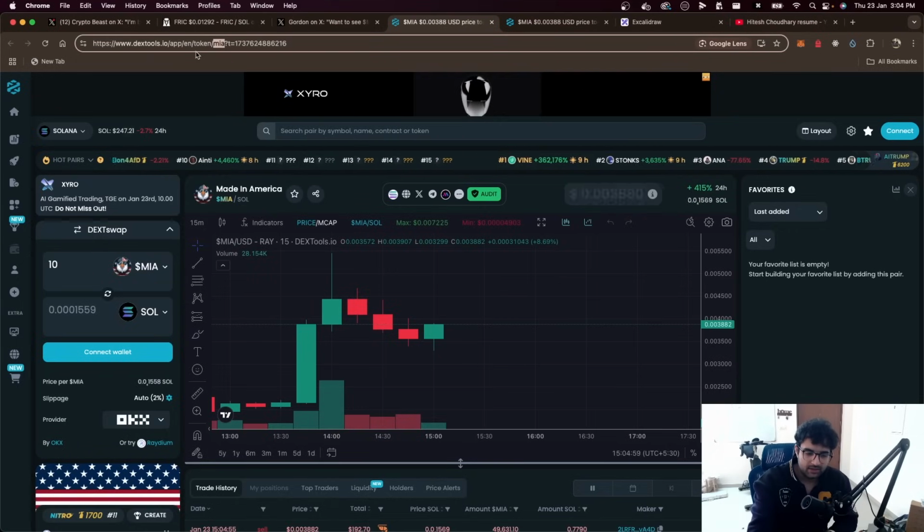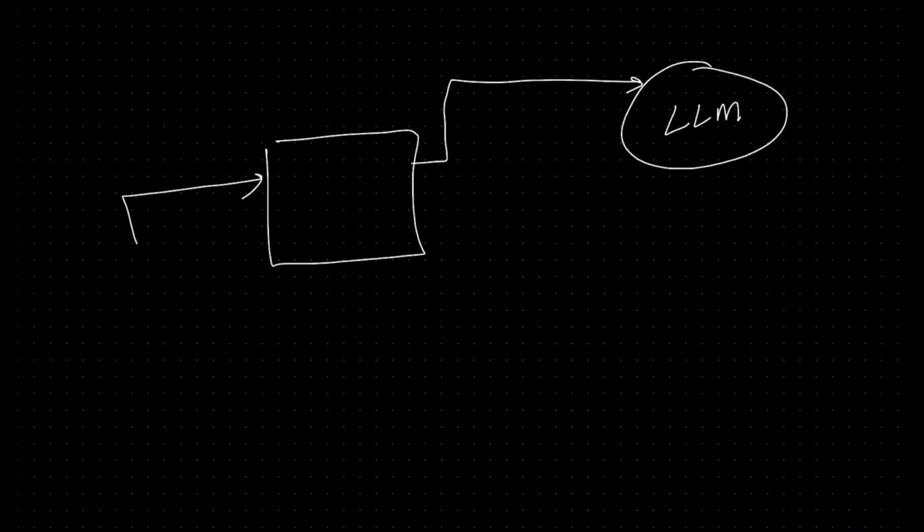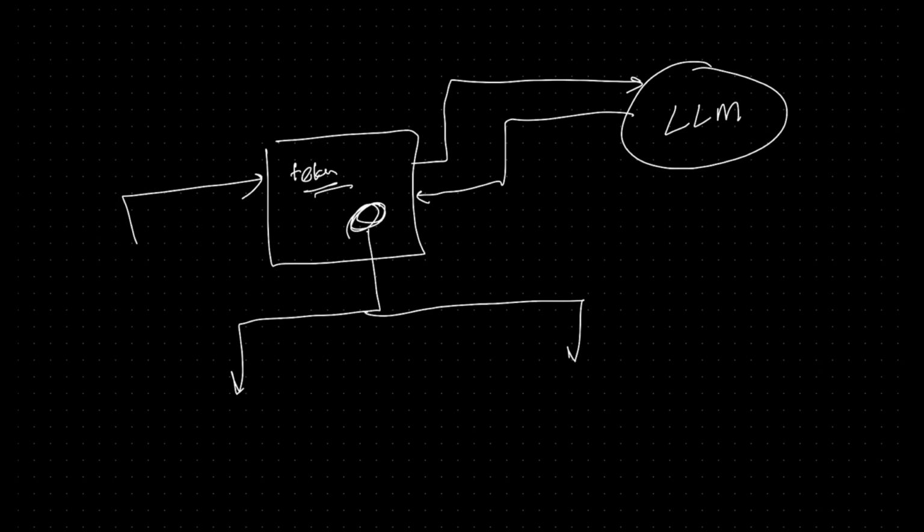So let's assume Rete, the person who's tweeting, has written the token address in the tweet itself. So the LLM will quickly be able to tell us, this is the token that we need to buy. Once we have that token address, then comes, how do we buy? Do we buy using the dumb approach, or we buy using the better approach?